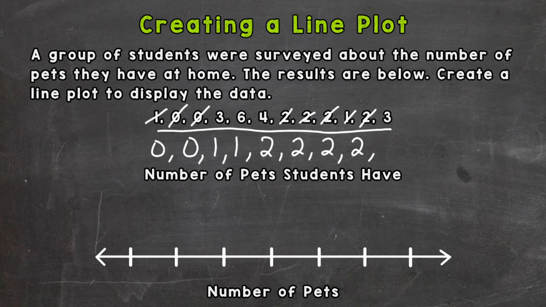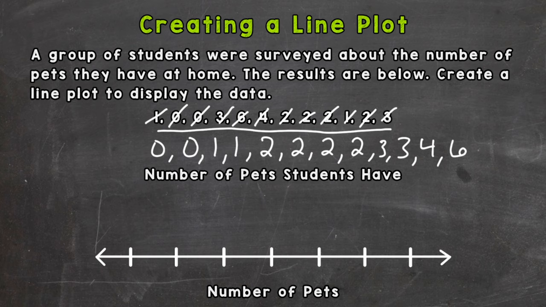How many threes? Well, one here and one here. So that's two threes. We have a four. It does not look like we have any fives. And then we have a six, which is our largest number within that set of data. So now that we have it in order from least to greatest, we are ready to create our line plot.